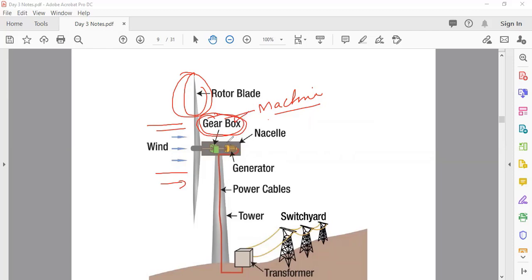And when this rotation comes to the generator, it is very high speed. And generators start to rotate and start to produce electricity. And that electricity can be transferred to the cities and the other areas.